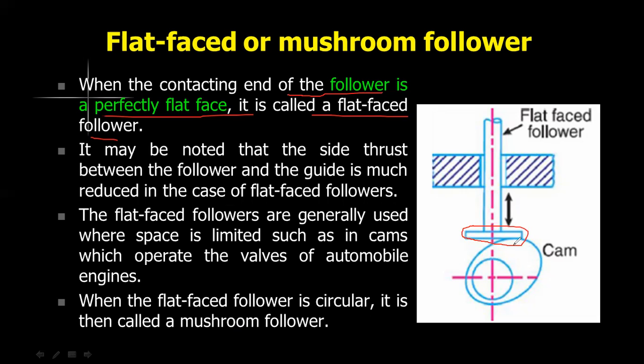These types of followers are generally used where space is limited, such as in cams which operate the valves of automobile engines. Whenever the space is limited, we can use the flat faced or mushroom type follower, where the side thrust is also minimal. When the flat faced follower is circular, it is called a mushroom follower. If the follower shape is circular, it is called a mushroom follower. So this is another type.